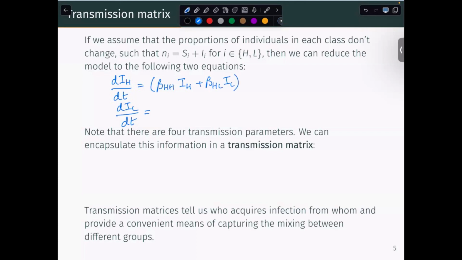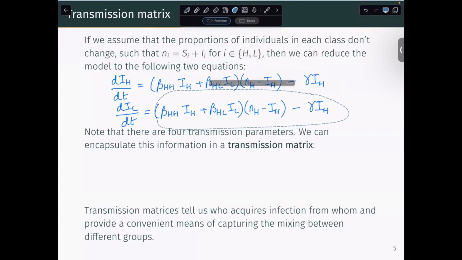Now, previously we multiplied this by SH. This is now going to be NH minus IH. And then we have a minus gamma IH on the end. Our equations for IL are going to look very similar, except for the fact that we'll be changing our indices.